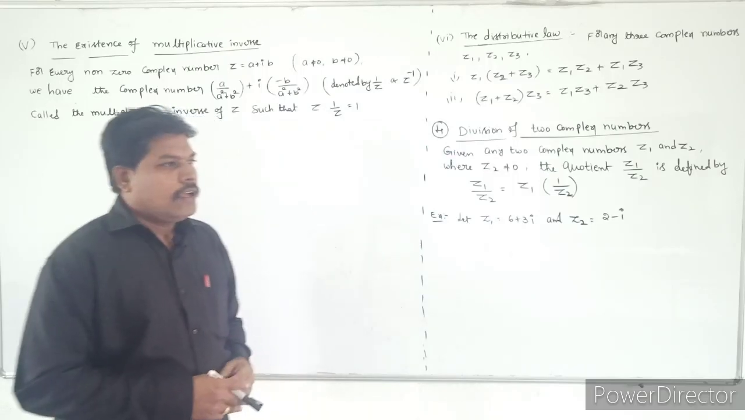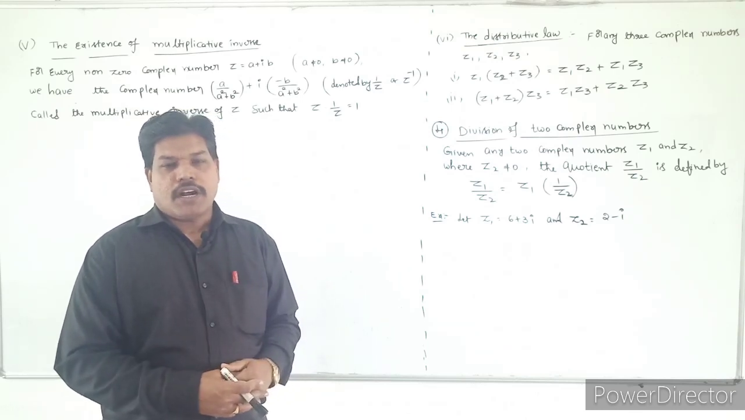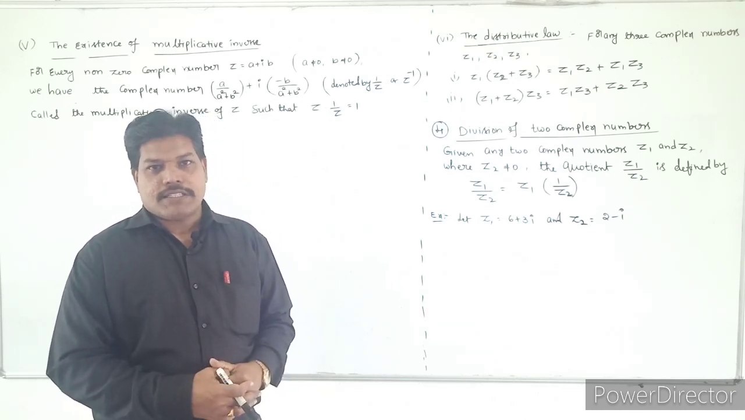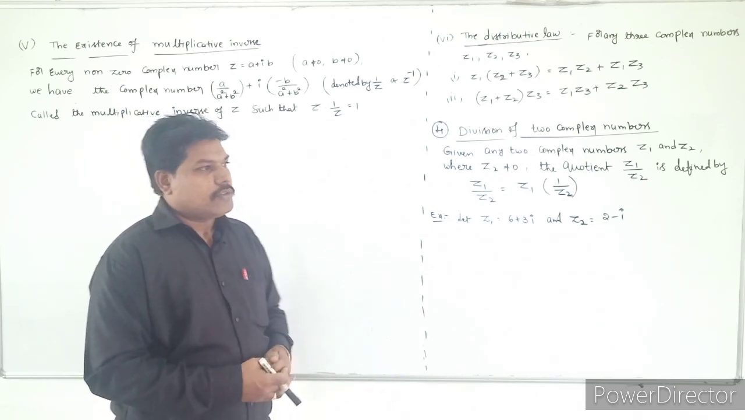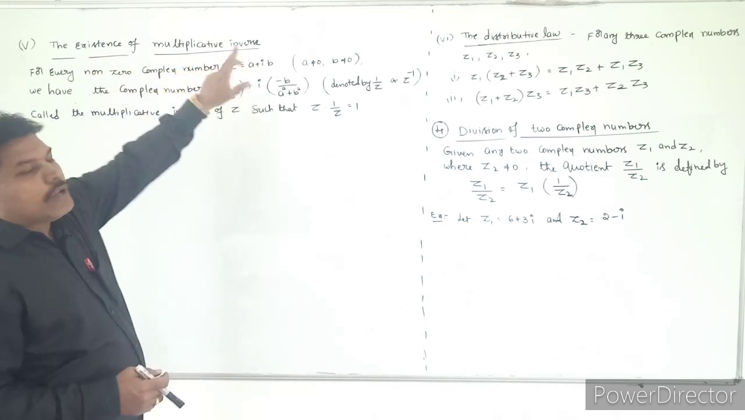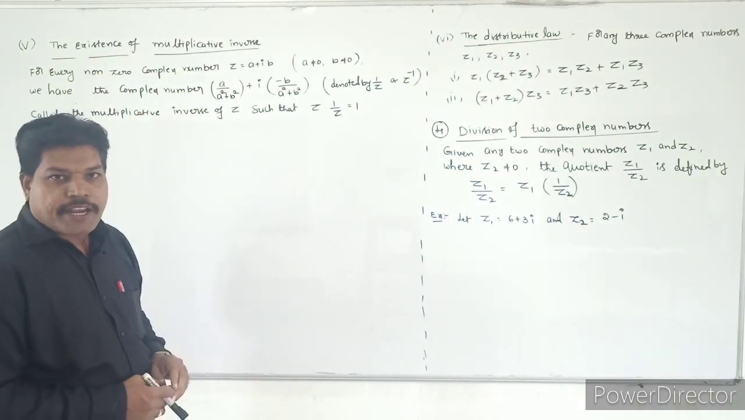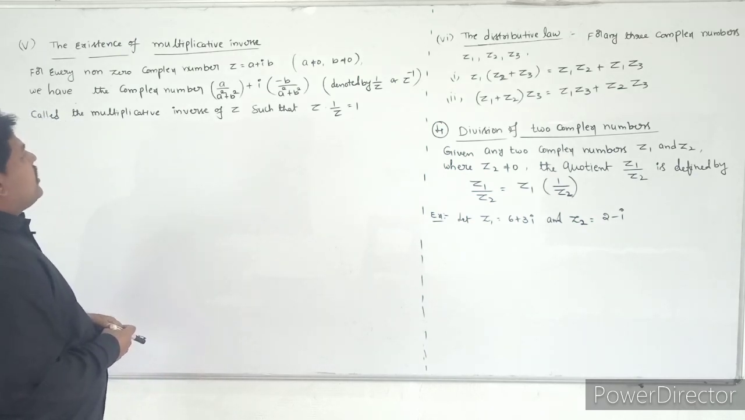So students, in the previous class we started the multiplicative properties of complex numbers and studied some properties. See the next property in the multiplicative of complex numbers: the existence of multiplicative inverse. So how to calculate this multiplicative inverse is here.